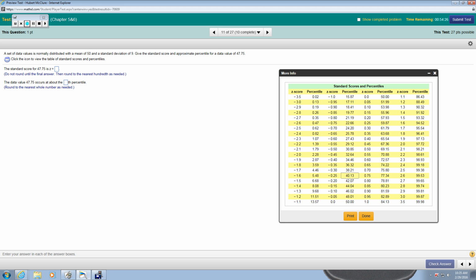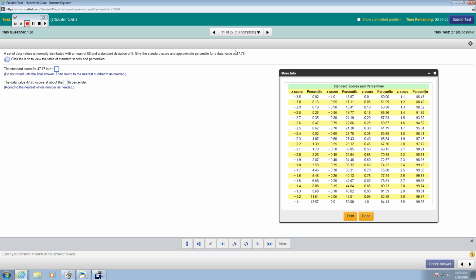Now, does it ask for up to or greater than? What does it say? Value of 47. So it doesn't say greater, so that means that you just do 40.13. The z-score, do not round it down to the nearest hundredth. So that'd be negative 0.25, and then that would be 40.13 or 40.